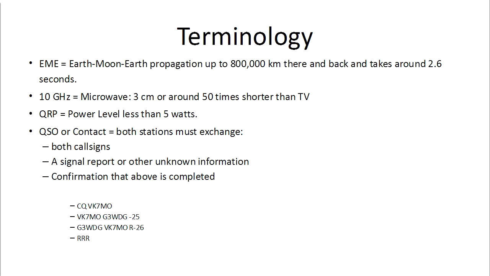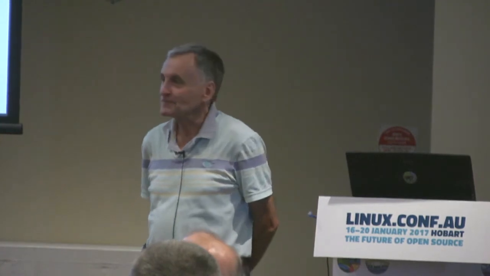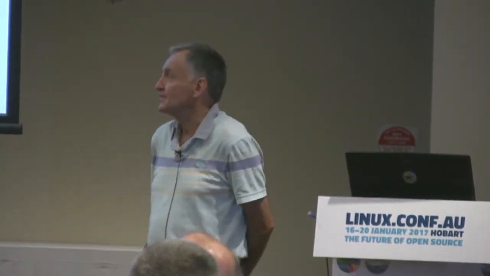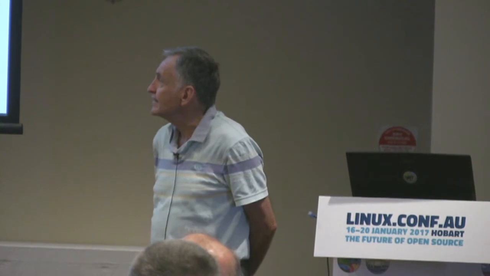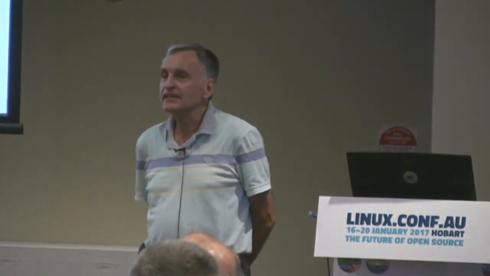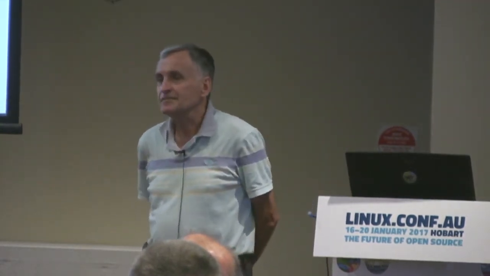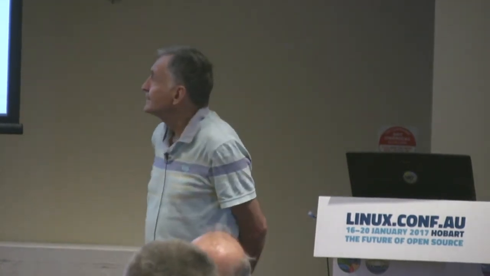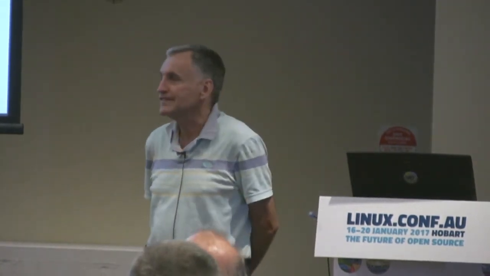And QRP, in amateur terminology, means using 5 watts or less. So if you think about 5 watts like a torch, pointed at the moon, reflected all the way back to the other side of the Earth, and you can communicate. Now, I should say the data rates are not great. We're talking about 72 bits per minute.